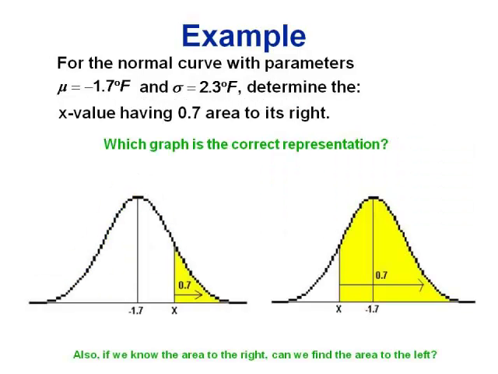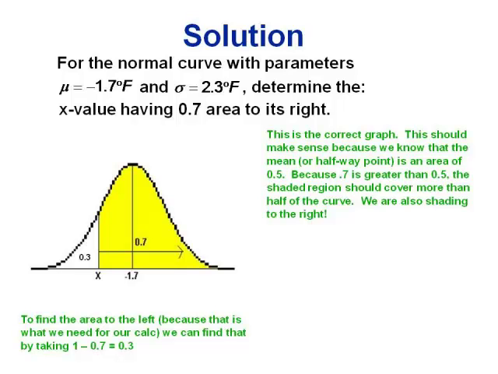So let's say the problem I'm working on, I need to know the x value that has 0.7 to the right. So that would be 70%, but I want 70% to be to the right of the x value. So first of all, which picture would that be? It would be this one, with more than half being to the right. So from the right, I have to come more than halfway over so that I have about 70% to the right of the x value.